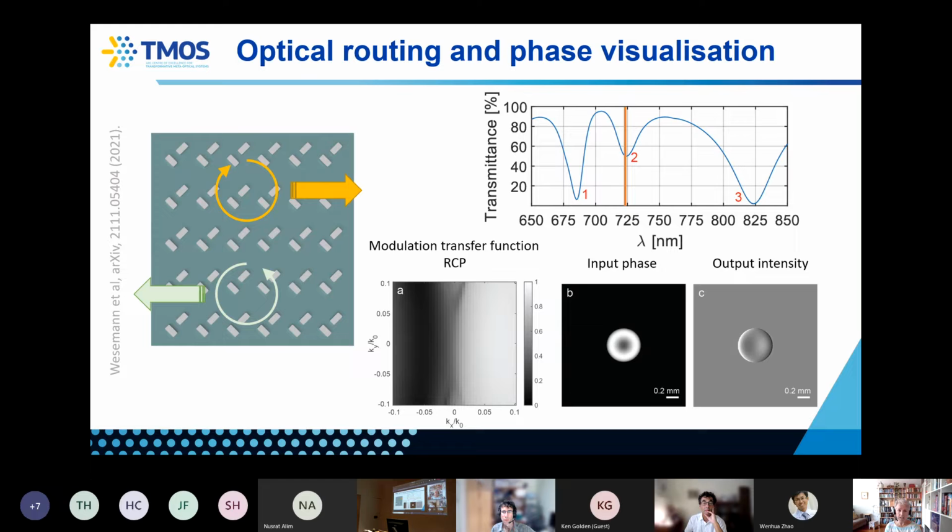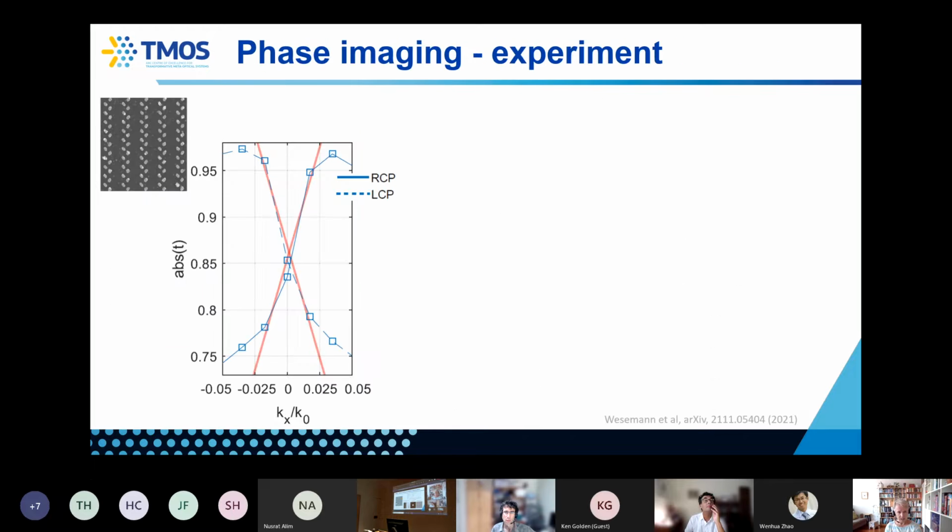So if we simulate an input phase object, again, our favorite little fake blood cell here, we would expect an output intensity that, again, has this particular rendering. So Lucas, again, fabricated this device. This is a scanning electron microscope image of what was used.